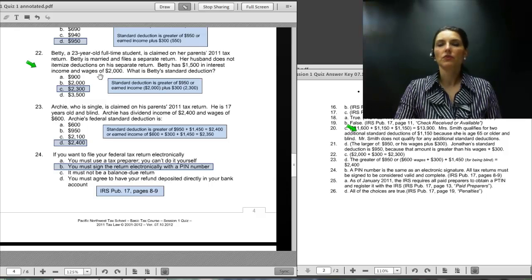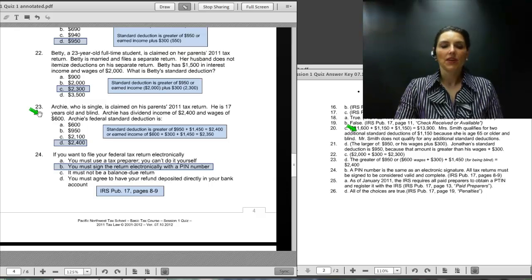Well, we first look to her earned income, which in this case is $2,000, and we add $300. When we do that, we get $2,300. That is going to be the amount of her standard deduction. Again, this is a standard deduction question and not a filing requirement question, and she would be required to file.